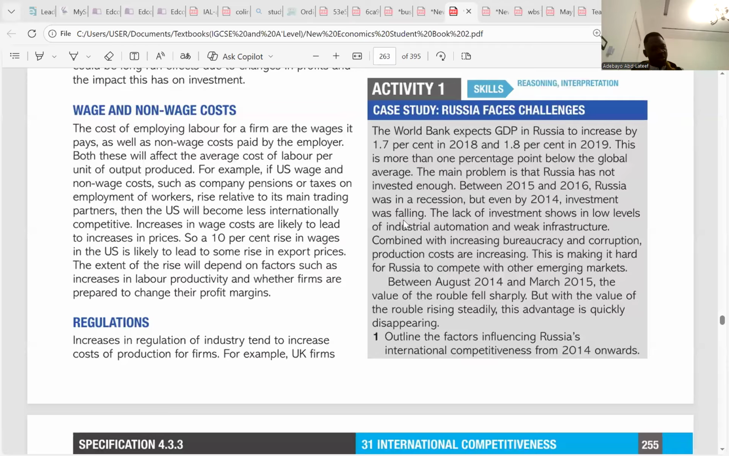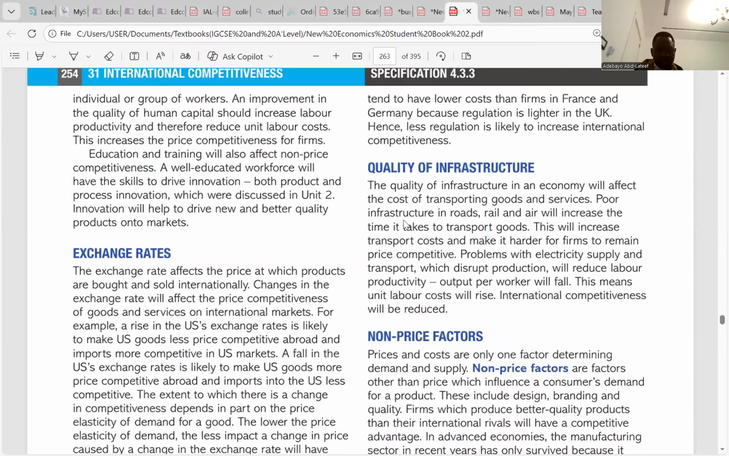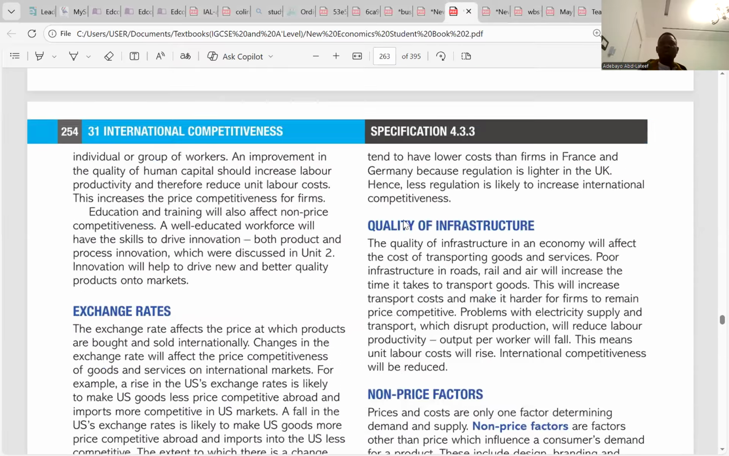So we'll go to regulations. And when we talk about regulations, we're simply talking about laws from the government of a country. Increases in the regulations of industry tend to increase the cost of production for firms. For example, UK firms tend to have lower costs than firms in France and Germany because regulation is lighter in the UK. Hence, less regulation is likely to increase international competitiveness.